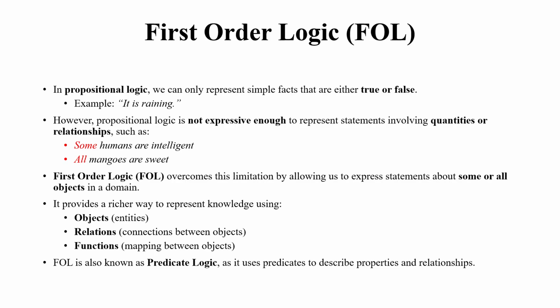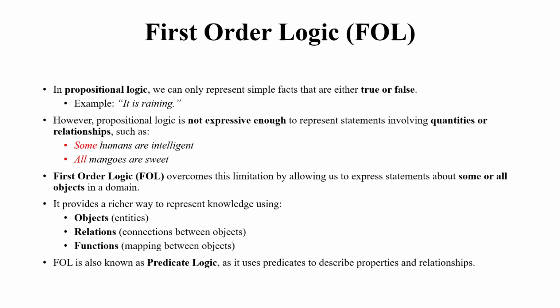Propositional logic treats every statement as a whole without understanding its internal structure. This makes it difficult to represent real-world knowledge. First order logic introduces variables, predicates and quantifiers, enabling us to express statements about groups of objects and their relationships. This makes it more powerful and suitable for artificial intelligence applications.